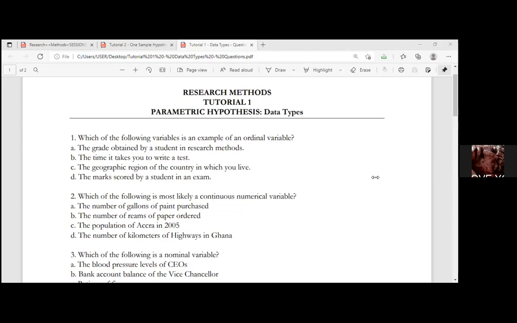So it goes on and on, kind of. So which of them will go on and on? Aram. The D, the number of kilometers. Exactly. The number of kilometers of highways in Ghana, because the number of gallons of paint purchased cannot go on and on. The number of reams of paper ordered cannot go on and on. The population of Accra in 2005 is stagnant. It is the number of kilometers of highways in Ghana that can go on and on.